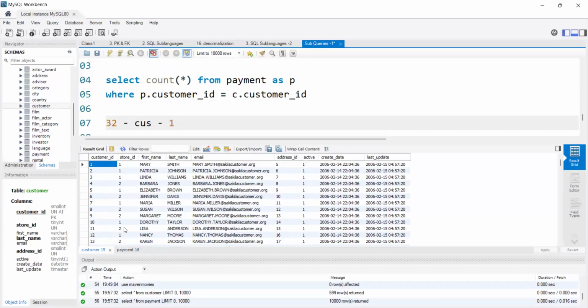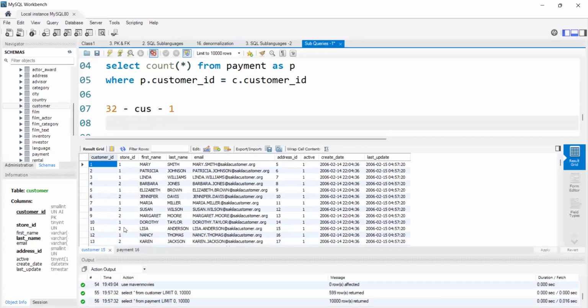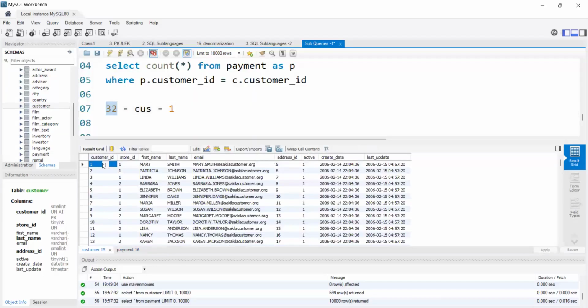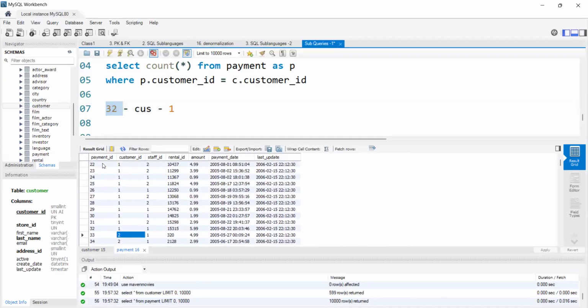As the condition is not satisfied after 32, till 32 the condition is satisfied, that is, it counted till 32. In the next row, here I have 2, here I have 1. The condition is not satisfied. So it will just go to the second row here. It will display for customer ID 1, we have 32 rows. It will go to the second row and start executing from here only. Here 2 and 2.